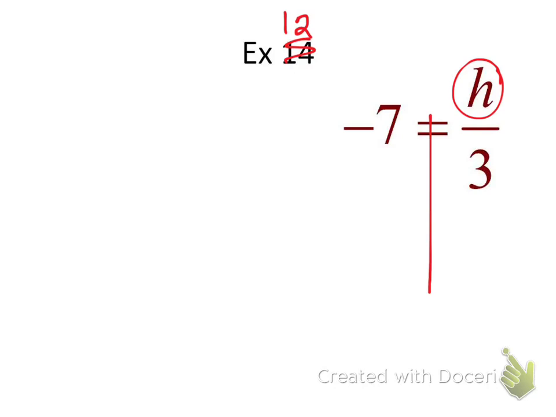So I drew my line. I circled my variable. Emily, how do I get the variable by itself? Times 3 on both sides. Nice job. Which is going to equal what on my left?